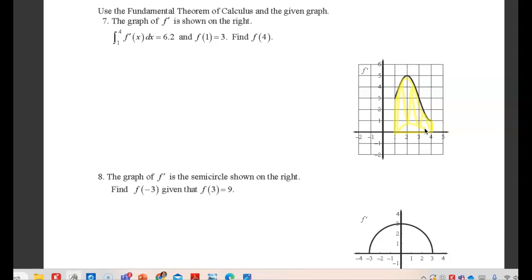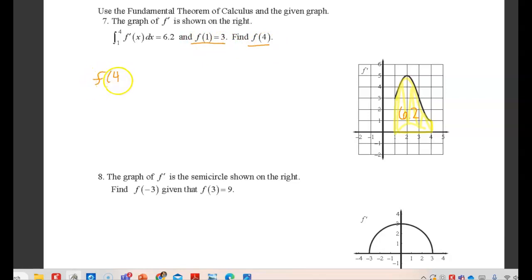So again, they already gave you that answer. Don't integrate 6.2. This yellow shaded space is 6.2. That's what that means. We know that the initial condition f of 1 is 3. We want to find f of 4.